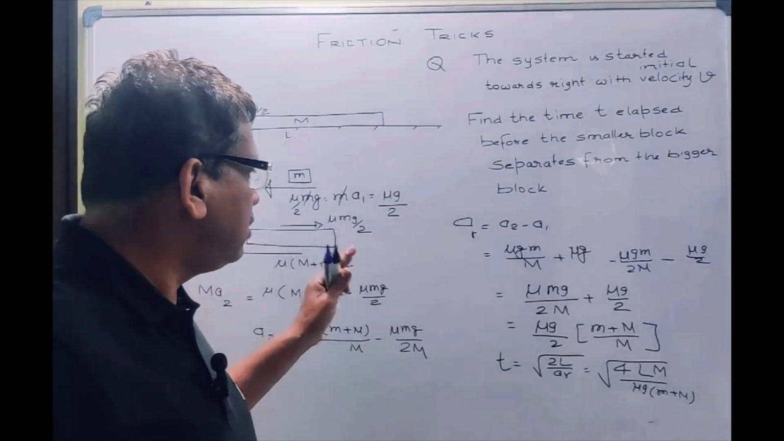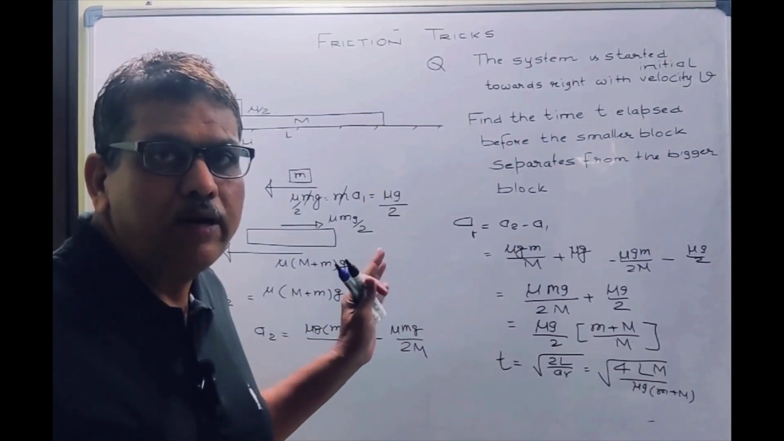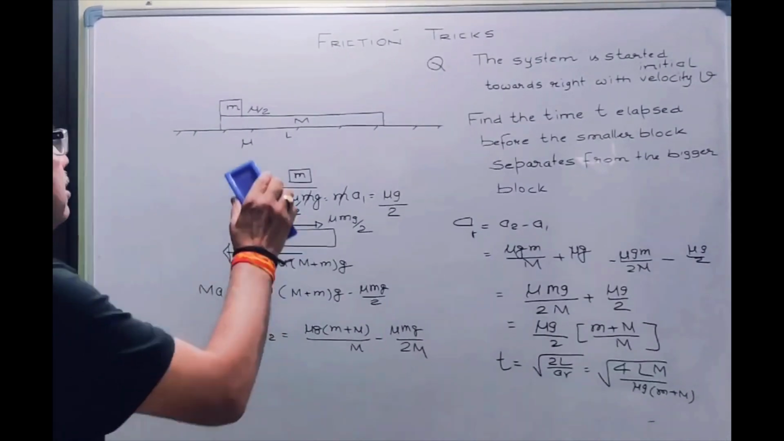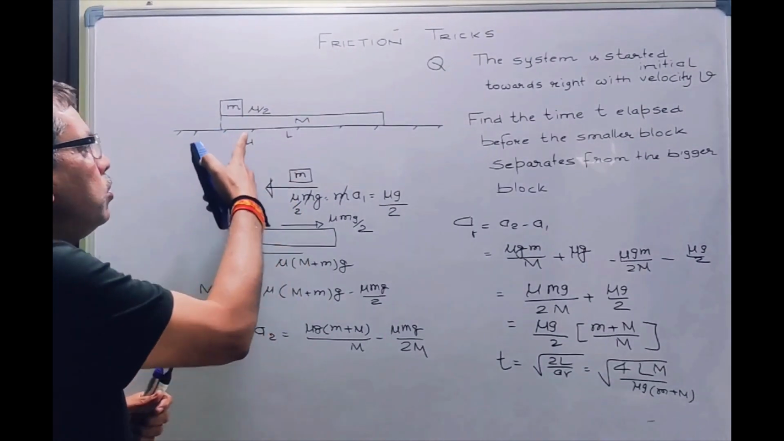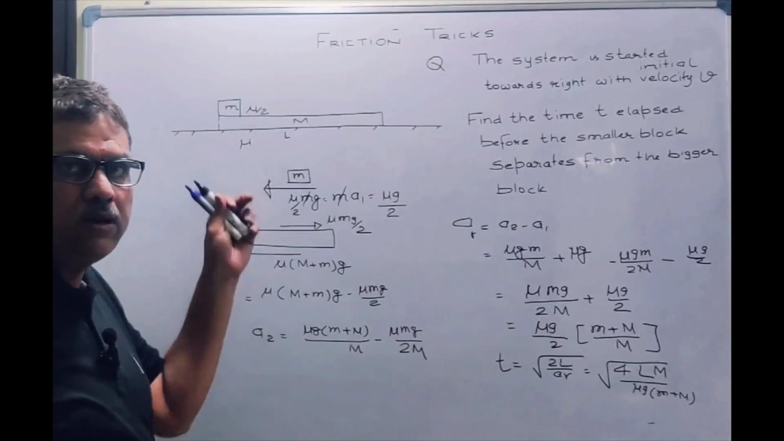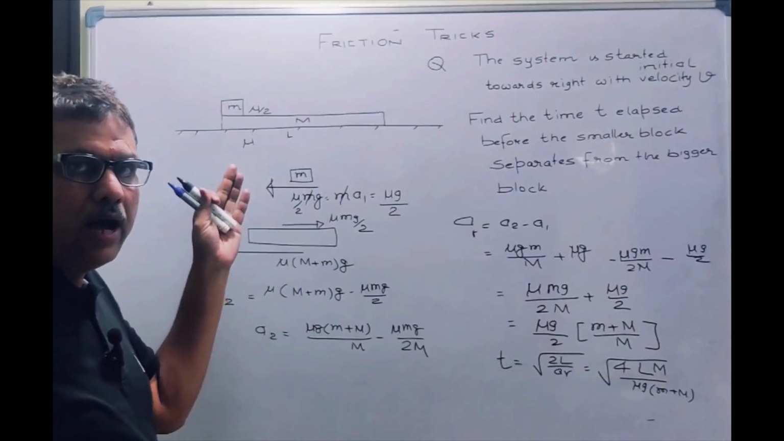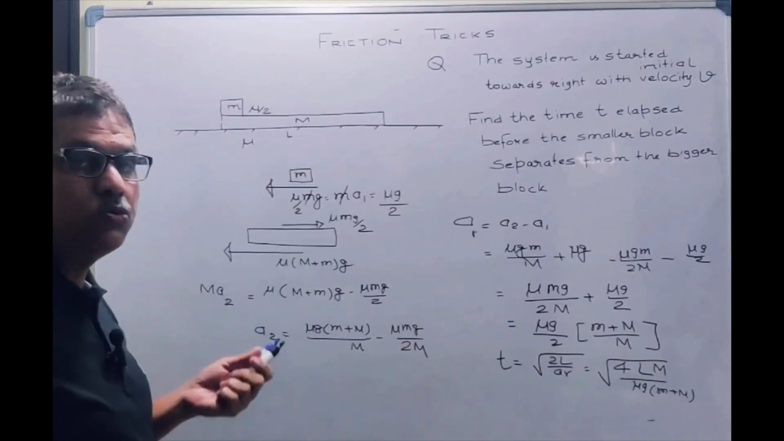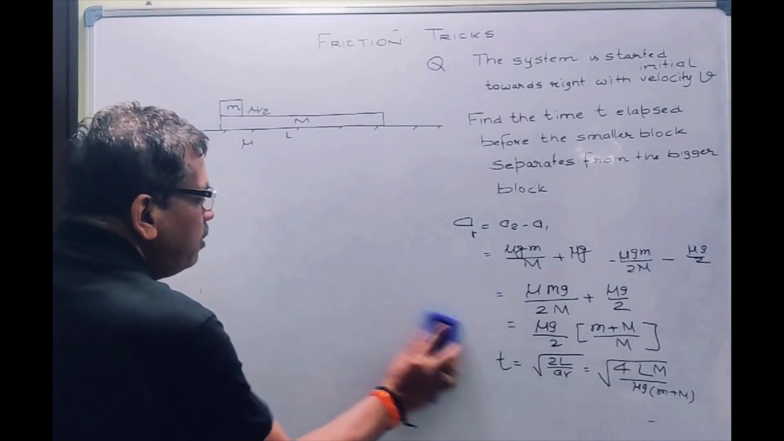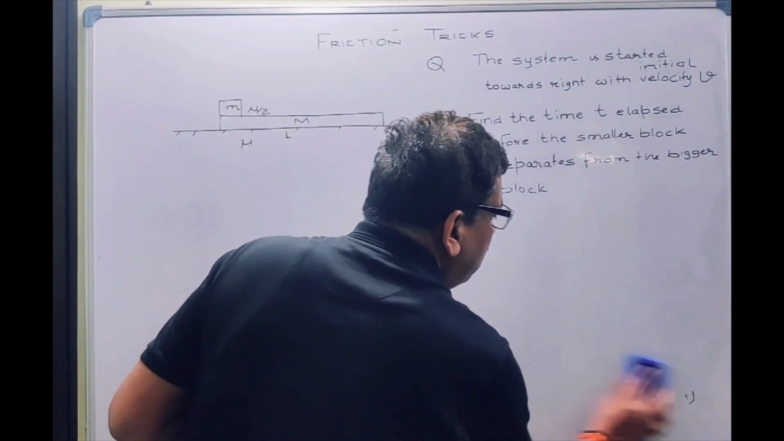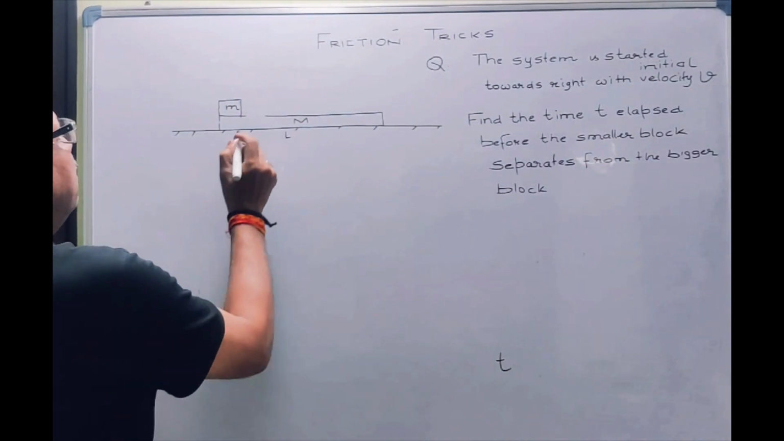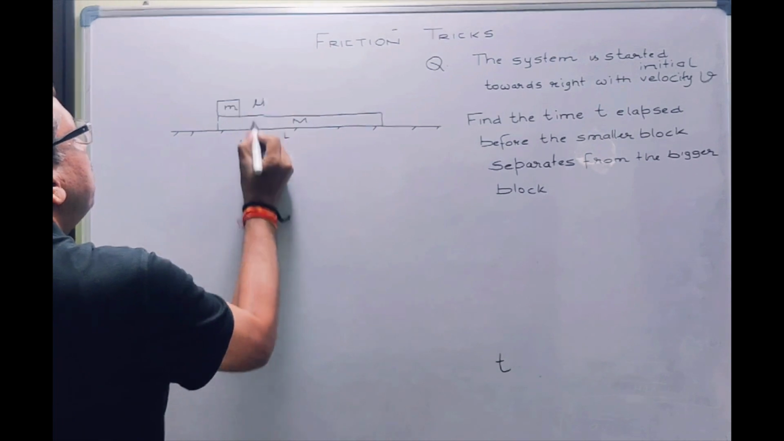So let us see this example. Now one more thing I will tell you: if the coefficient of friction is changed here, suppose I change it from mu by 2 to, let us say, mu is the coefficient of friction between the smaller block and the plank, and mu by 2 is between the plank and the lower surface. In that case, what will happen? I will just simply explain to you. If this is the situation, this becomes mu and this becomes mu by 2.